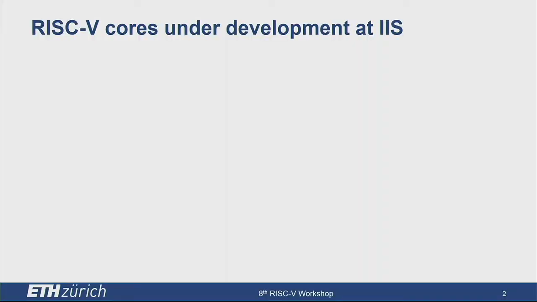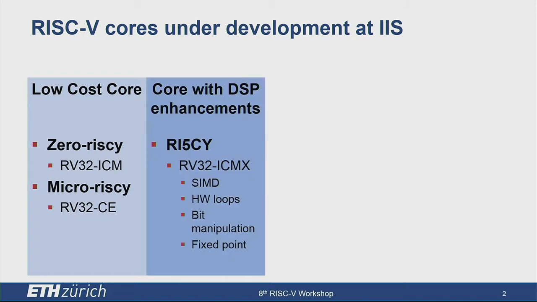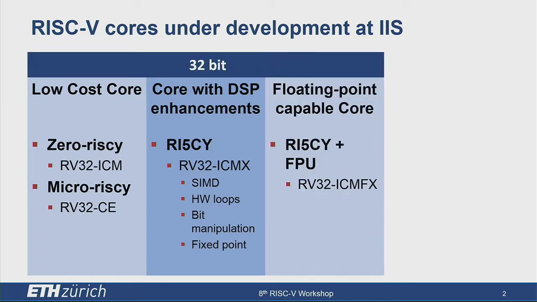And finally, here we are, a couple of years later into the Pulp project, and we have developed, as you have heard, a couple of 32-bit processors. We have the low-cost cores, the Zero-riscy and the Micro-riscy, as well as the DSP-enhanced core, which Davide was talking about a little bit, the RI5CY core, and also Matt and a couple of others in this workshop. And we also released quite recently the floating point unit support. And there's one fun thing Luca also said, we are never going to develop a 64-bit core.